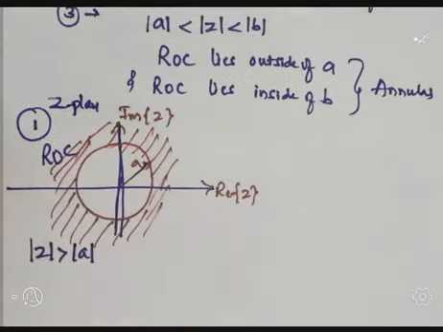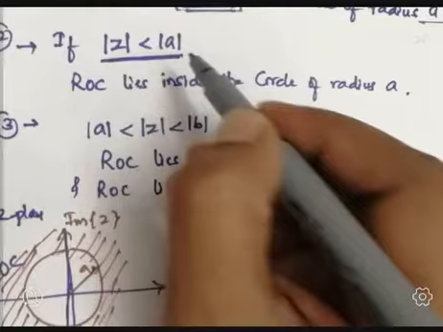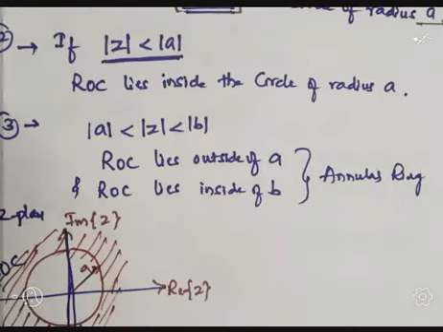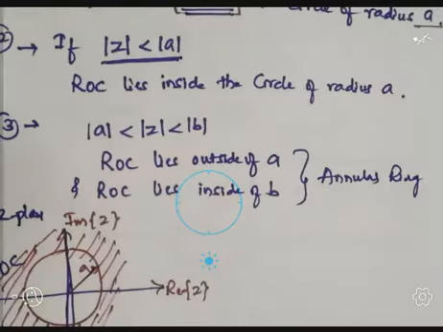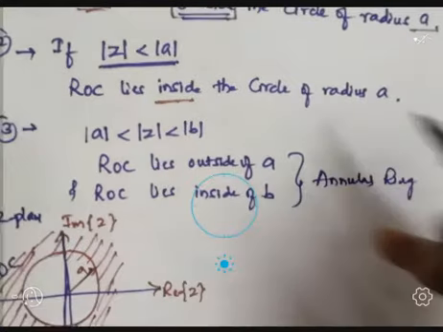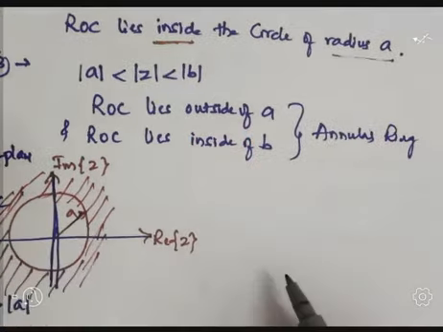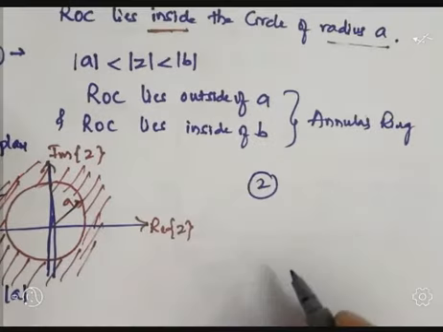Let's go for the second case. Mod of z is less than mod of a. It means ROC lies inside. Less than means inside the circle of radius a. So if you are sketching this on the z plane, let's see. Second case. Okay, fine.